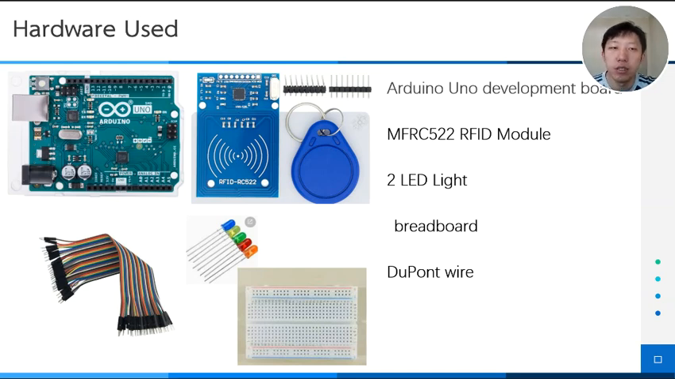To implement the objectives, we need this hardware: Arduino Uno development board, MFRC522 RFID module, 2 LED lights, breadboard, and 2 jumper wires.